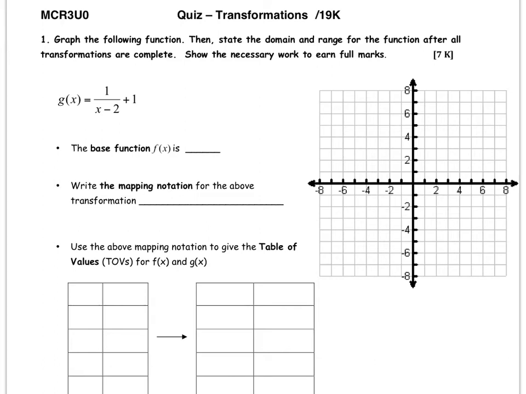In this video, I'm going to go through the solutions to the mini test on transformations. The first question is that g of x is 1 over x minus 2 plus 1. We are supposed to find first the base function. Since this is a rational function, the base function is 1 over x. Now we are supposed to write the mapping notation.